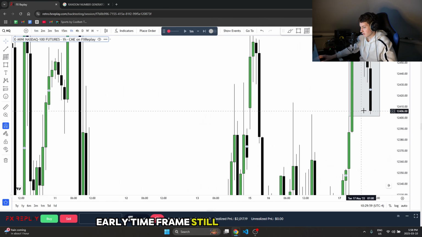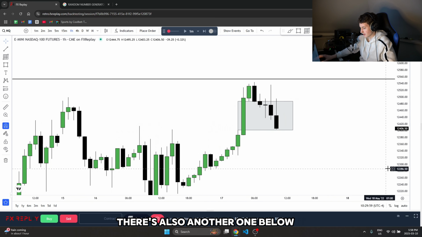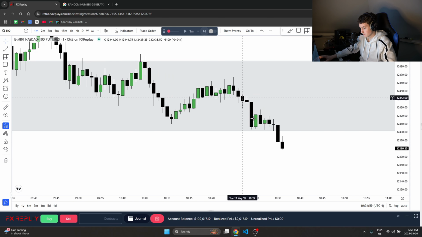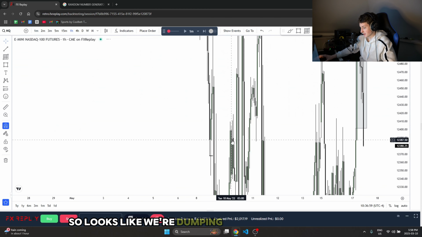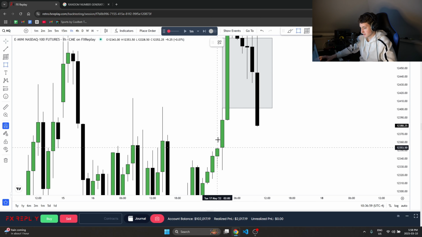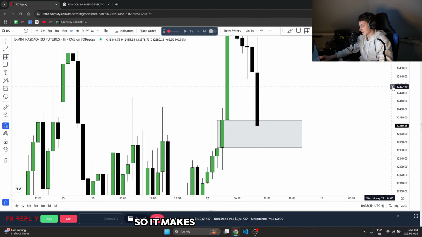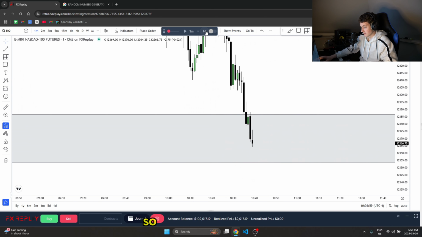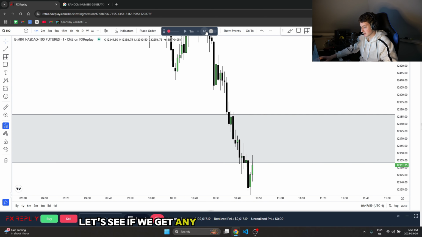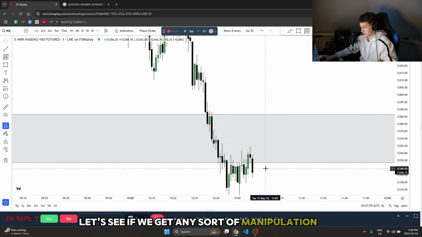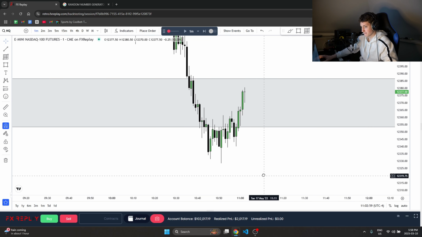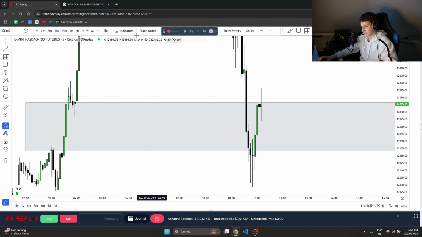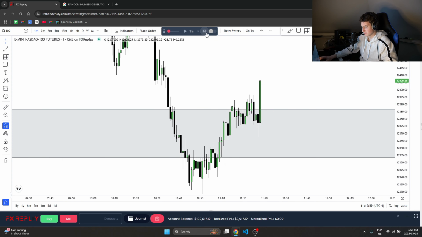Hourly time frame still holding this gap up. There's also another one below it. So it looks like we're dumping into the other one now. So this one's also in discount, so it makes sense to tap this. So inside this hourly gap, let's see if we get any sort of manipulation now. Not a fan of this here. I don't like this price action.